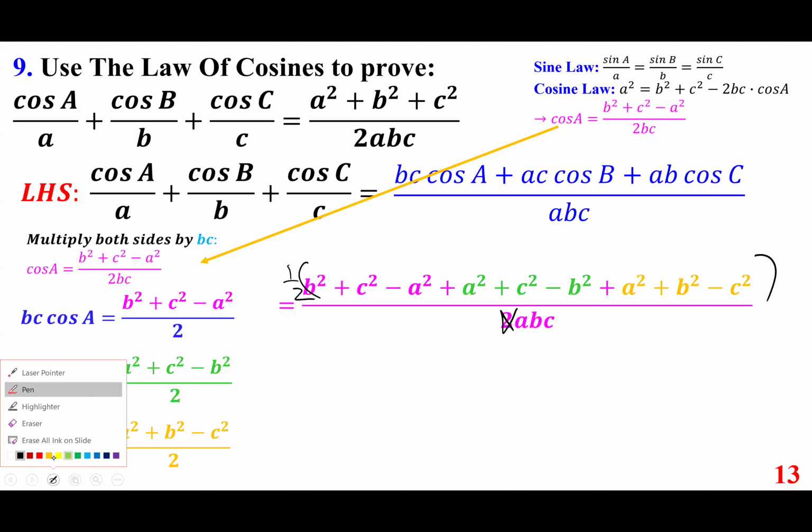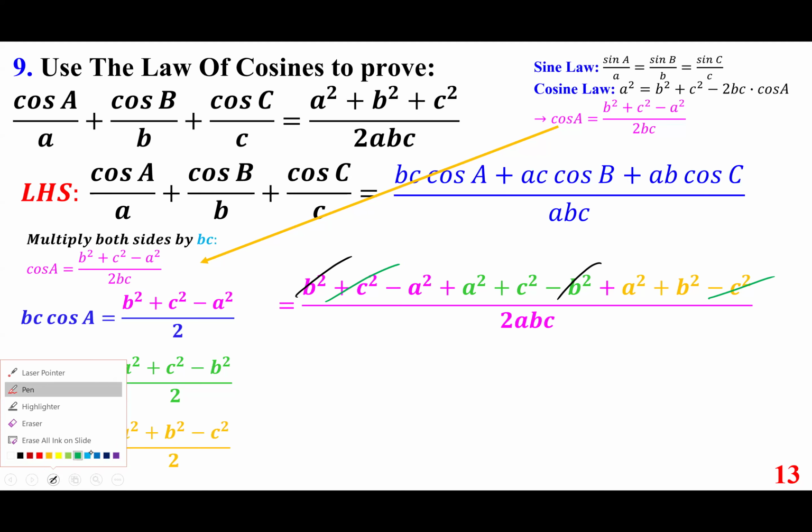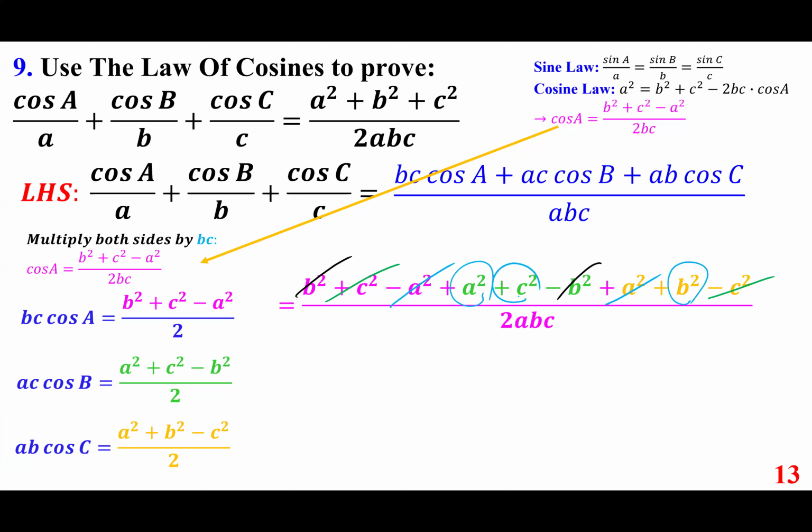Let me erase my work again. And let's say, okay, we have, let's start from the first one, b squared, and then minus b squared. I see c squared and minus c squared. It's a different color now. I see minus a squared and a squared. So what are we left with? a squared plus b squared plus c squared. And that's the right-hand side, and it checks.